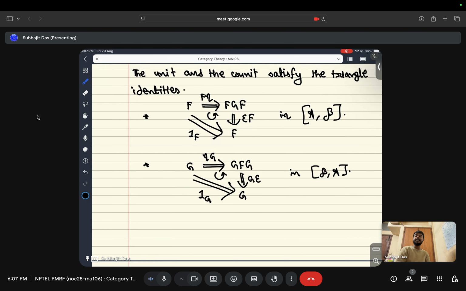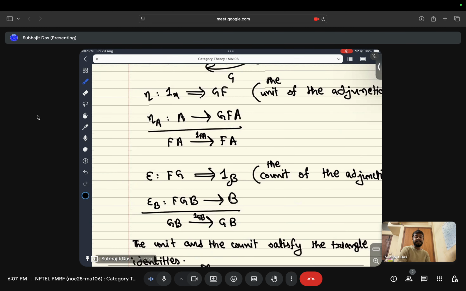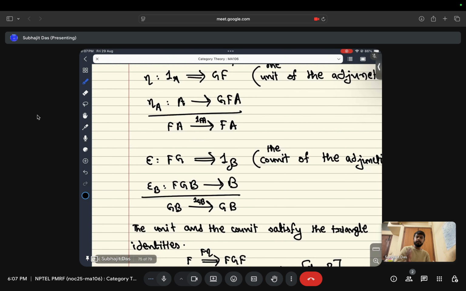But the interesting thing is, if you have a pair of natural transformations eta and epsilon with directions as indicated, so eta is from 1A to GF and epsilon is from FG to 1B, then you get an adjunction between the two functors F and G, with F on the left and G on the right. In fact, the unit and the co-unit of this adjunction are eta and epsilon respectively.